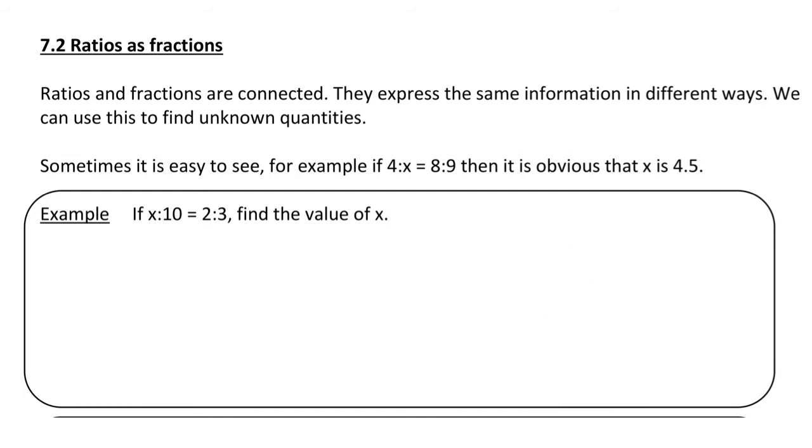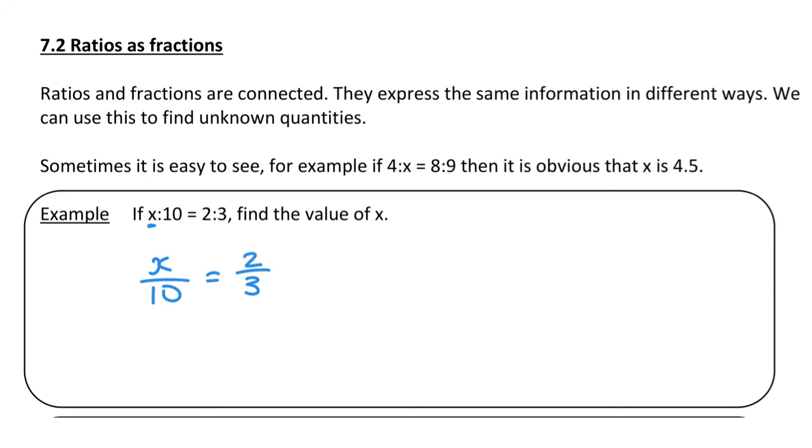So if we apply that for this example, if x to 10 equals 2 to 3, find the value of x. So if we rewrite x to 10 as a fraction with the x as the numerator, that's going to be x over 10. And that's going to equal 2 over 3. So we're writing it in the same order. So x comes first, and it's going on the top. So the first number must go on the top.